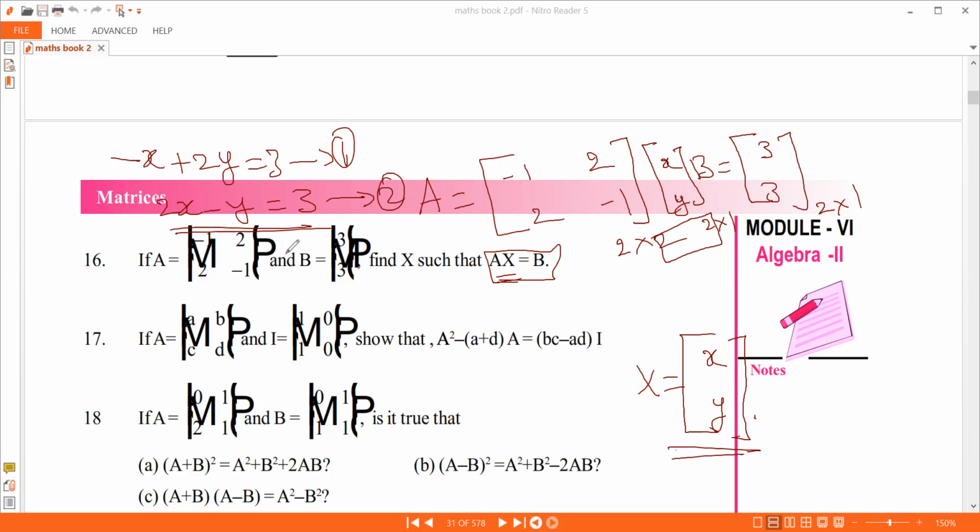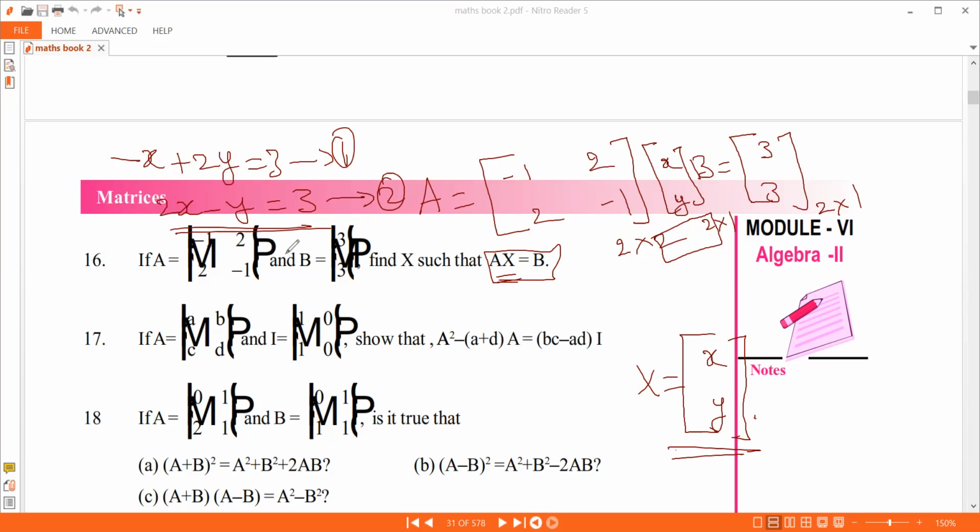Okay, fine. Now, can you try the next one? So the 17th one. A is the matrix [a, b; c, d], and I is the identity matrix. First, what I want you to do is find A square.